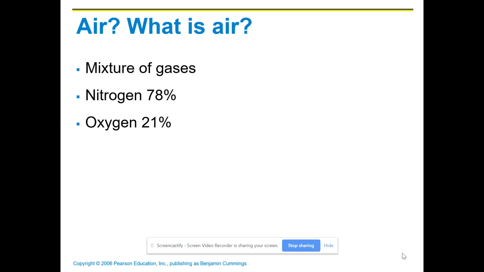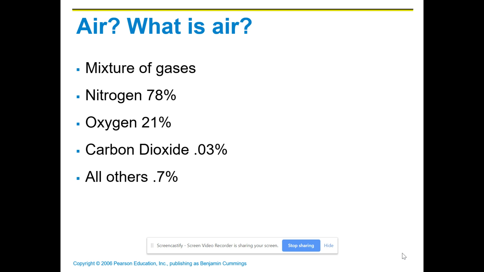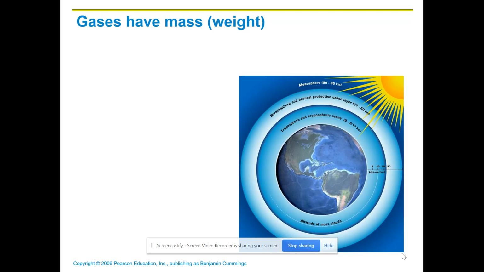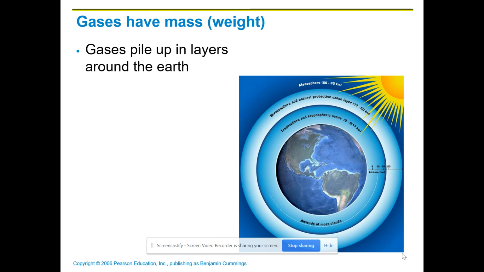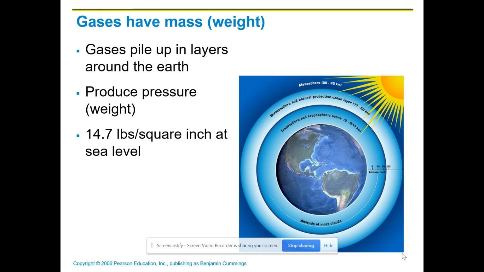Of those, the only thing we're really interested in is carbon dioxide at about 0.03%. Well, gases have mass, they have weight, and those gases pile up in layers around the earth, much like blankets. If you think about lying in bed and someone piling blankets on top of you, you begin to feel pressure, you begin to feel weight. Those gases exert the same kind of pressure, the same kind of weight. And at sea level, the weight is about 14.7 pounds per square inch, which is a lot.